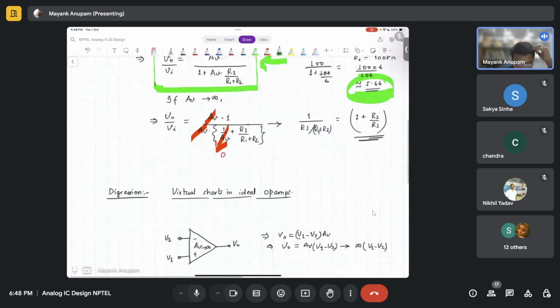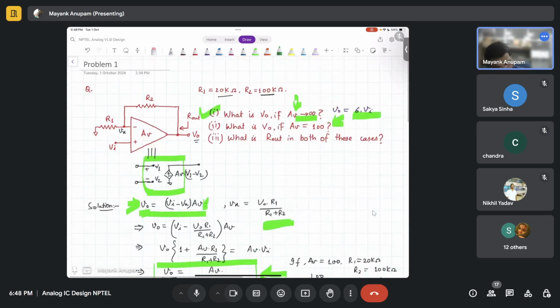So what is R out in both these conditions, where AV was infinity and where AV is equal to 100? What is the output resistance looking from this side?